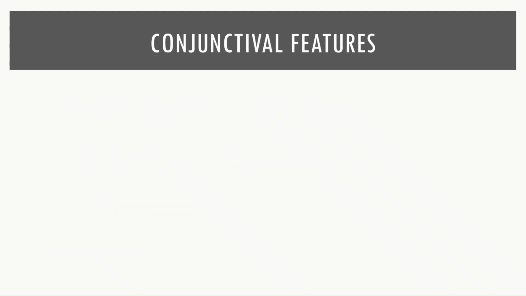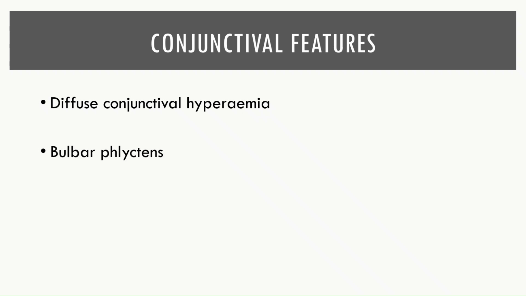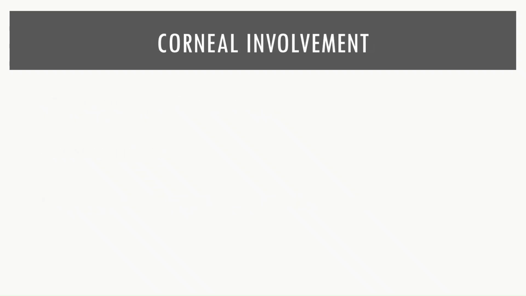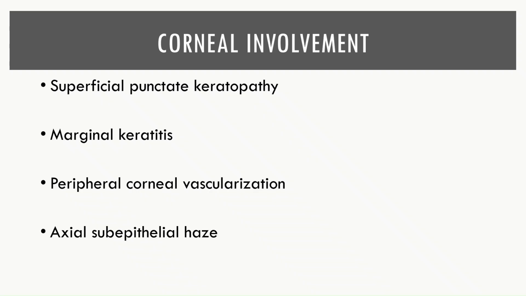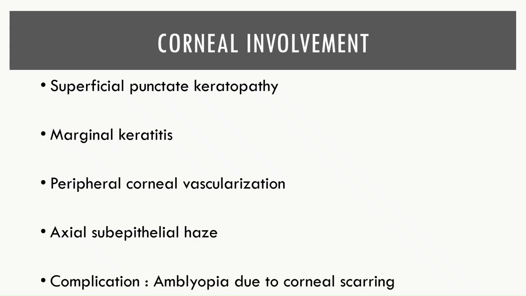The conjunctival features include diffuse conjunctival hyperemia. Phlyctenular disease is a classic associated finding. Papillary or follicular hypertrophy may be seen. Corneal involvement makes this condition visually significant. The corneal features are superficial punctate keratopathy, marginal keratitis, peripheral corneal vascularization, axial subepithelial haze, etc. The complication that can arise from this is amblyopia due to corneal scarring.